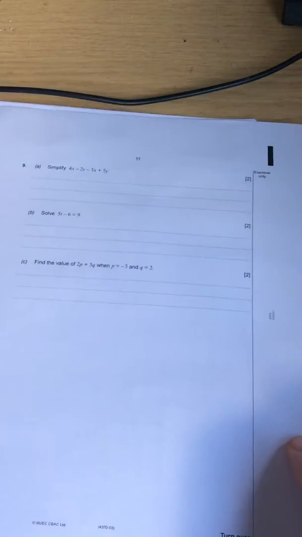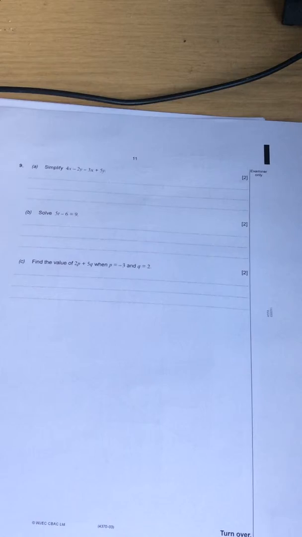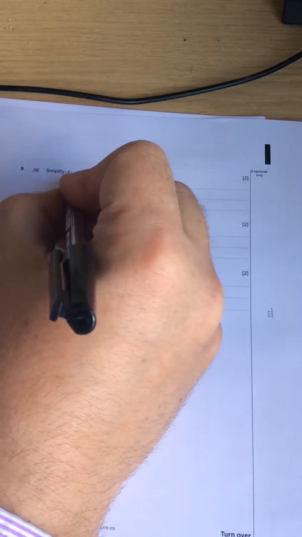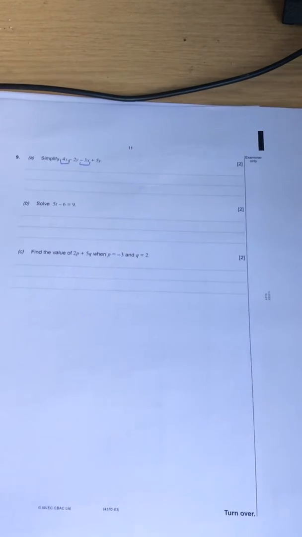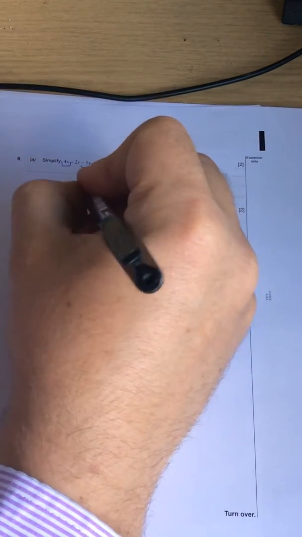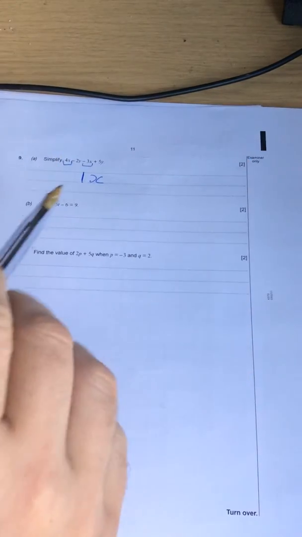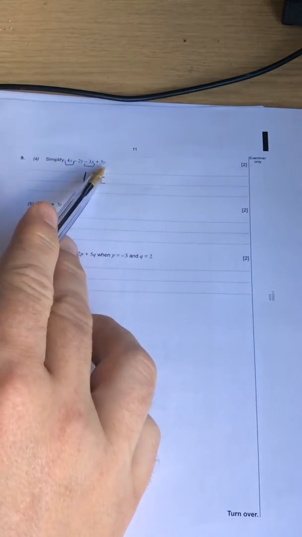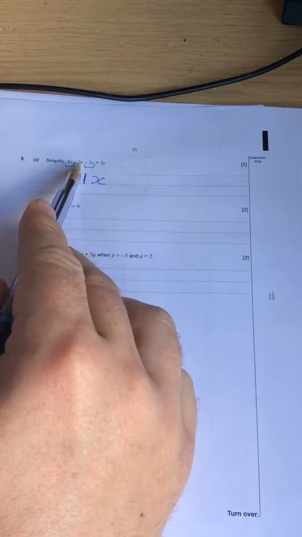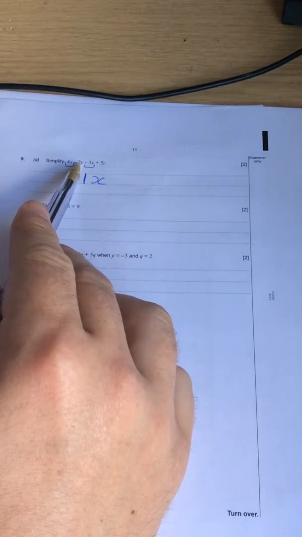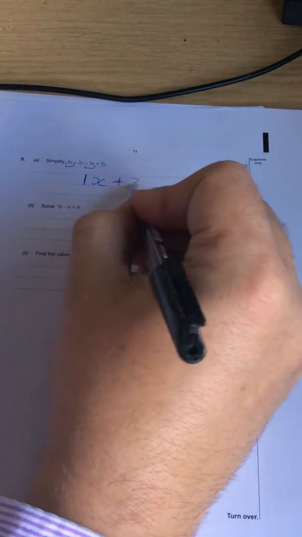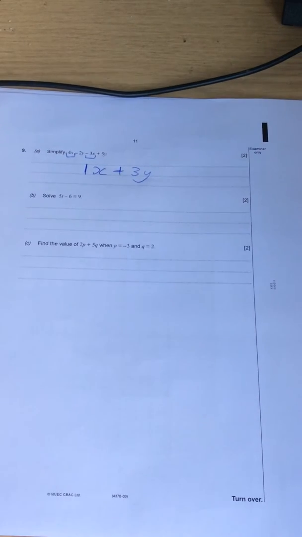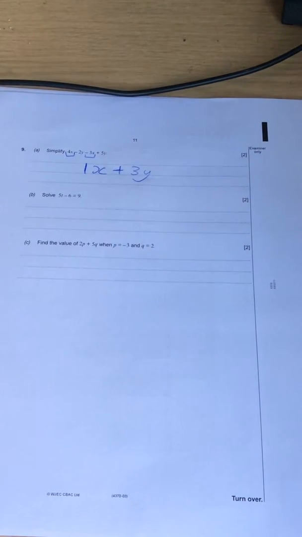Question number 9. When you simplify expressions, you collect the similar terms together. So we've got 4x take away 3x. If you start with 4x and take 3 away, you're left with 1x. And now we're doing minus 2y plus 5y. If you imagine you started at nought, you go down 2 steps to minus 2y, and then you count up 5. 2 would get you back up to 0, and then you're coming up another 3. So you're above 0, so it's a plus, and it becomes 1x plus 3y.